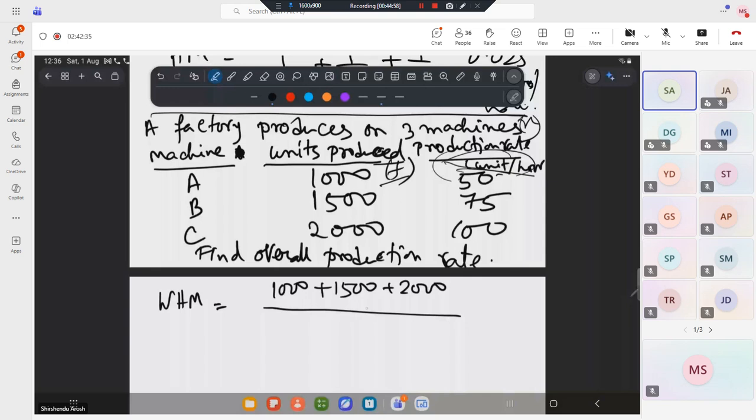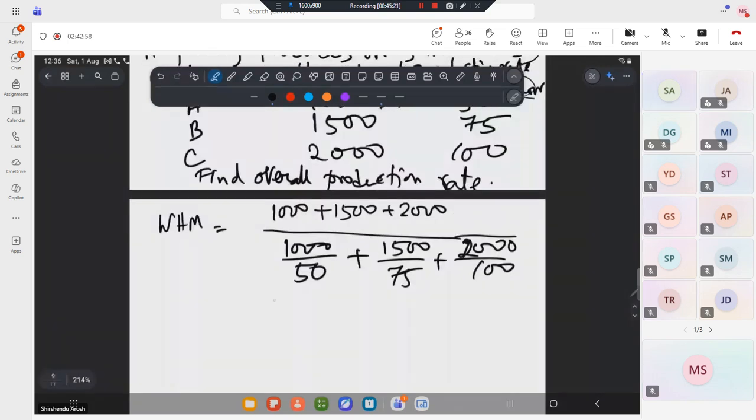So summation of fi by xi. First the frequency will come, 1,000, by x value will come 1500 by 75 will come, and the 100, 2000 divided by 100 will come. So again, if you solve, this is quite easy to solve. So I think it will come as 75 units per hour. Right? So this is the simplest way to find out your GM and HM.